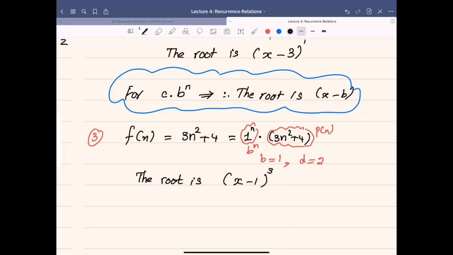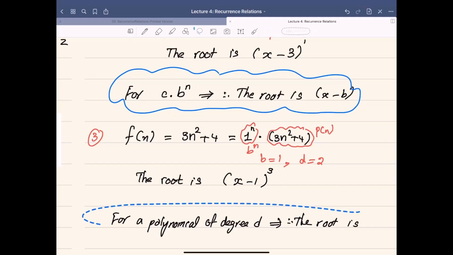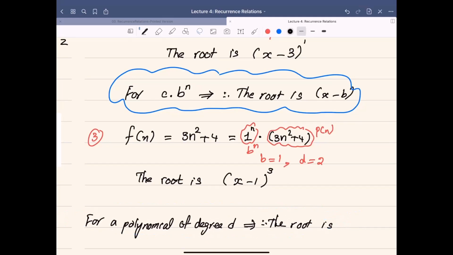So if we have a polynomial, this will be like the general rule for a polynomial of degree d, the root will be x minus 1 raised to power d plus 1. So the root has x minus 1, and it's not x minus b.